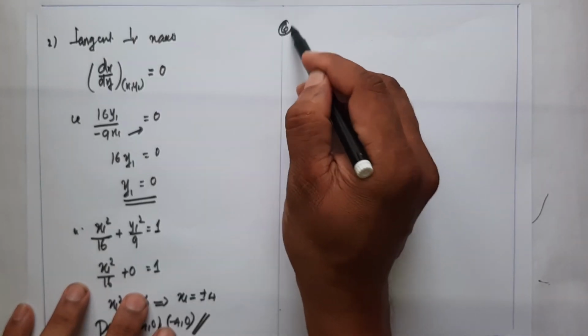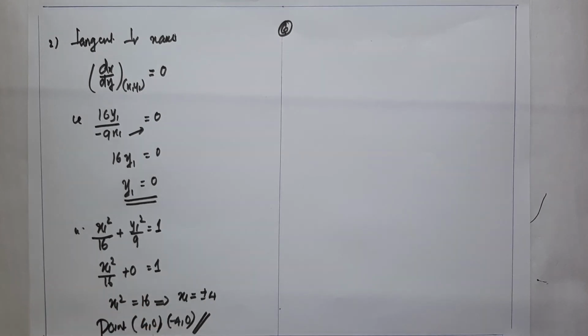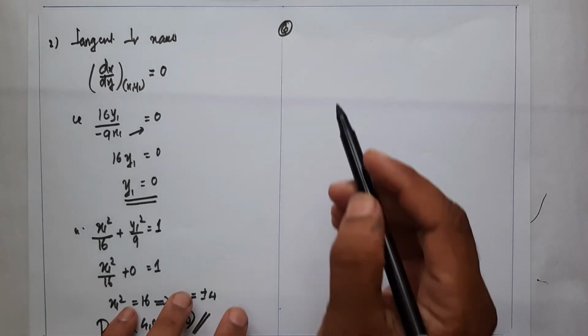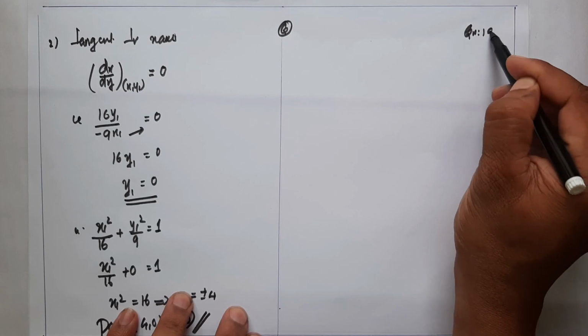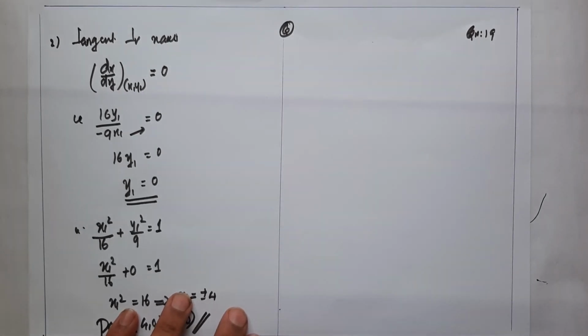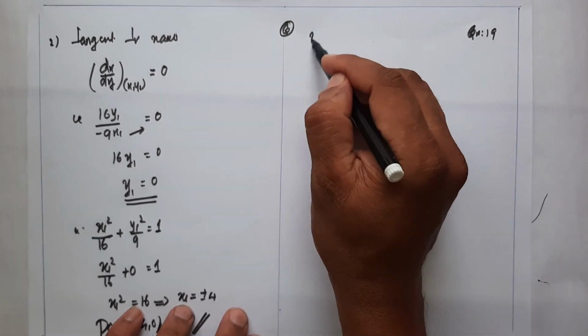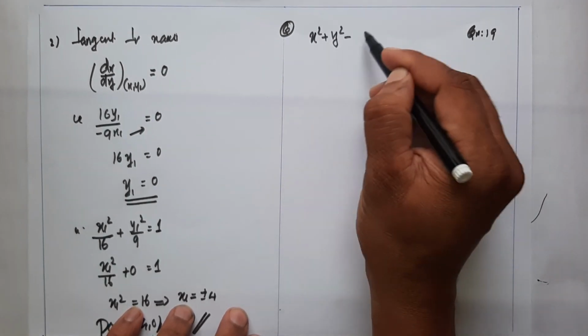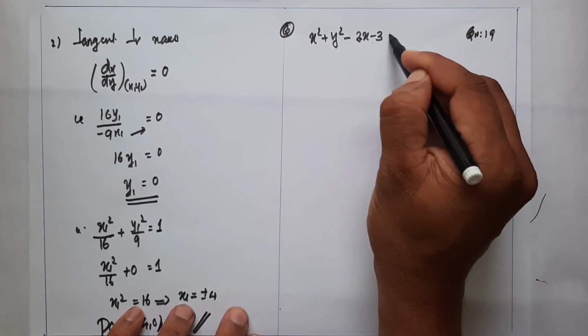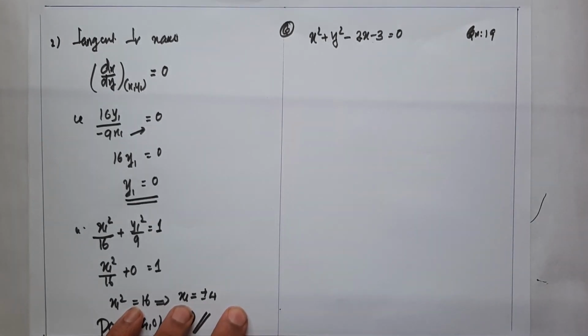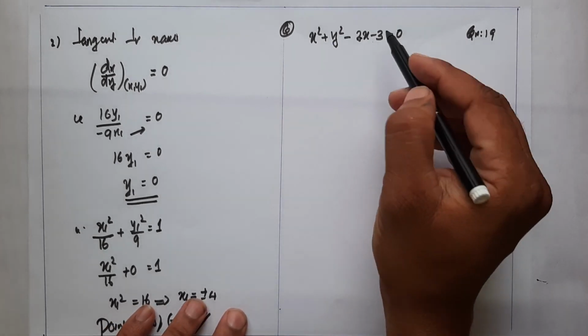Okay, next I will take one more question, where we use the condition for parallel. Now the next question is, find the points on the curve. That is exercise 6.3, question number 19. Find the points on the curve x square plus y square minus 2x minus 3 equal to 0, at which the tangent is parallel to the x-axis.